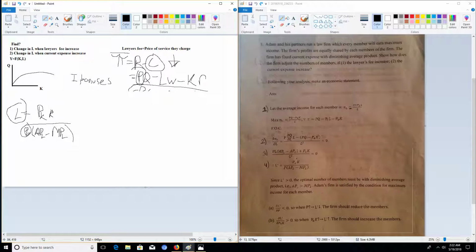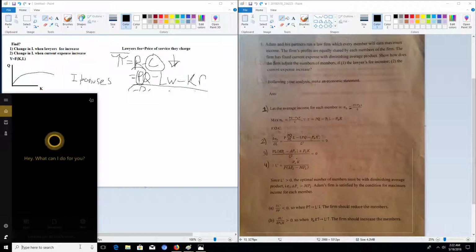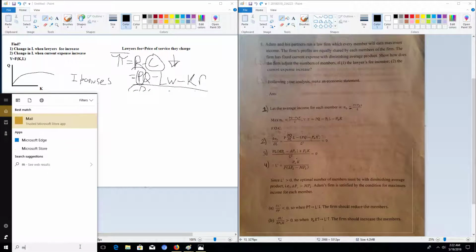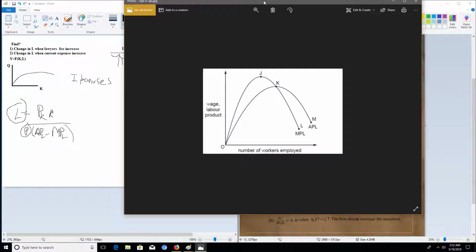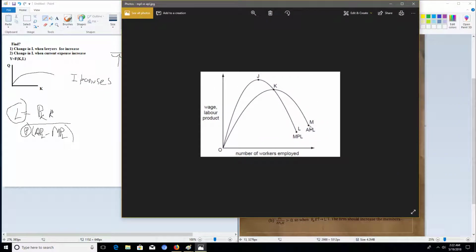And so in regards to labor, you need to change the amount of people in the firm. And so we have to also realize how firms do this. They compare average product of labor and marginal product of labor.